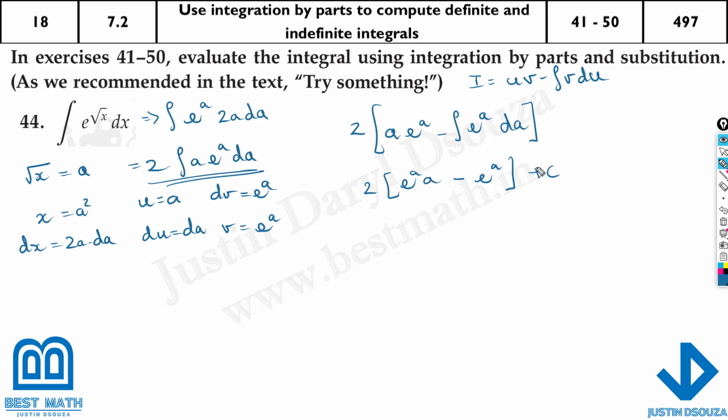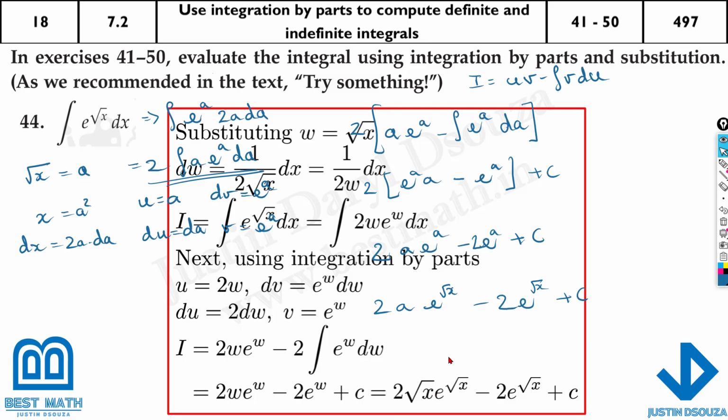Plus c. Why am I writing plus c out? You can write 2c, but I've told you it's the constant term. You can just add it at the end as well. Even if you don't write it at the end, just add a c. And now let's multiply this inside. It's going to be 2. I'll write a first, e to the power a minus e, again 2 e to the power a plus c. And what was a actually assumed to be? a was square root x. So it is 2 square root x e to the power square root x minus 2 e to the power square root x plus c. So this is the final answer. It was a very simple problem. So this is it. Now you can write x to the power half as well, but here we are writing square root x.